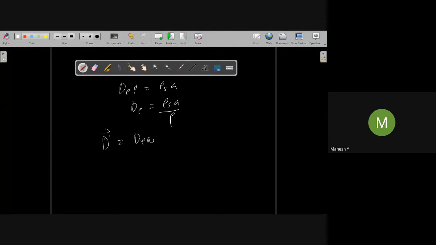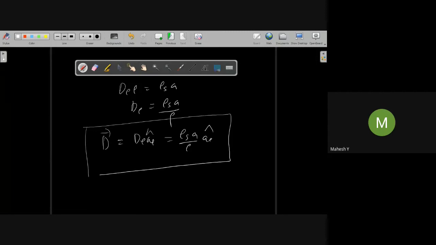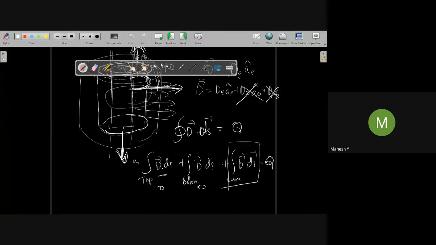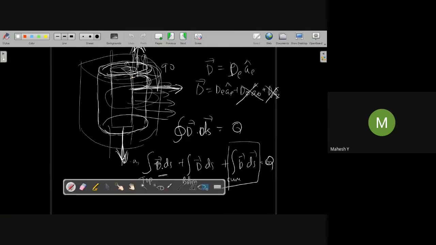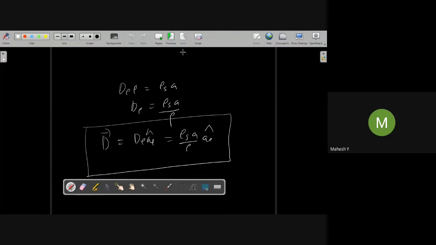D rho aero cap, as we discussed, it will be rho s a by rho aero cap. So this is the expression for D in the particular case where we have taken the enclosed surface between the radius a and b. So that is a very particular case only. We have to mention this one. This is in the case when a is less than rho, less than b.